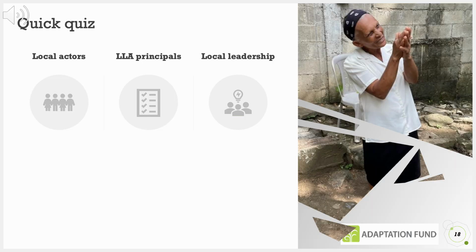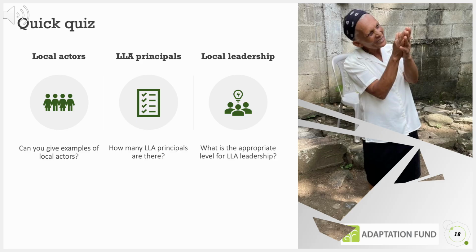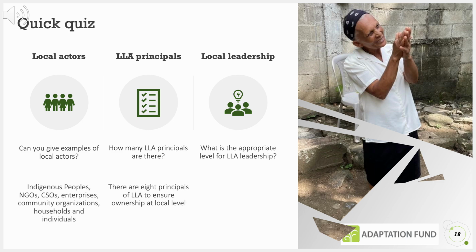Test yourself with this quick quiz. Can you give examples of local actors? How many LLA principles are there? What is the appropriate level for LLA leadership? Here are the answers. Did you get them right?